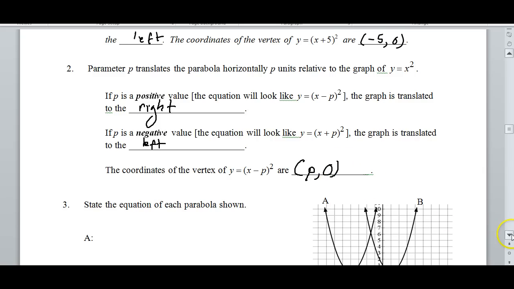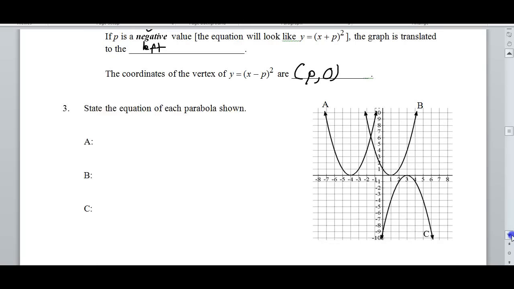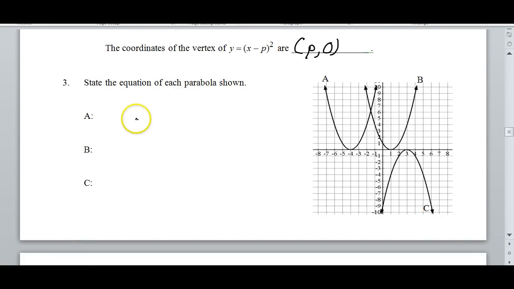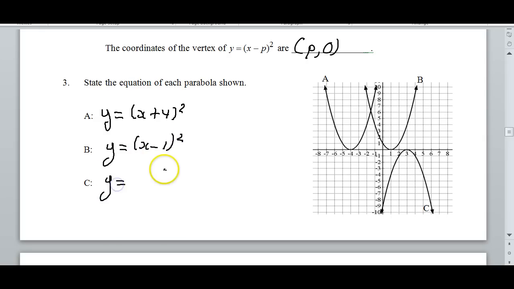Number 3 is state the equation of each of the parabolas shown. So part A, we can see that this parabola has moved 4 units to the left. So it'll be x plus 4 squared. For B, we can see it's 1 unit to the right, y equals x minus 1 squared. And for C, it's moved 3 units to the right, x minus 3 squared, but it also opens down, so it's negative x minus 3 quantity squared.